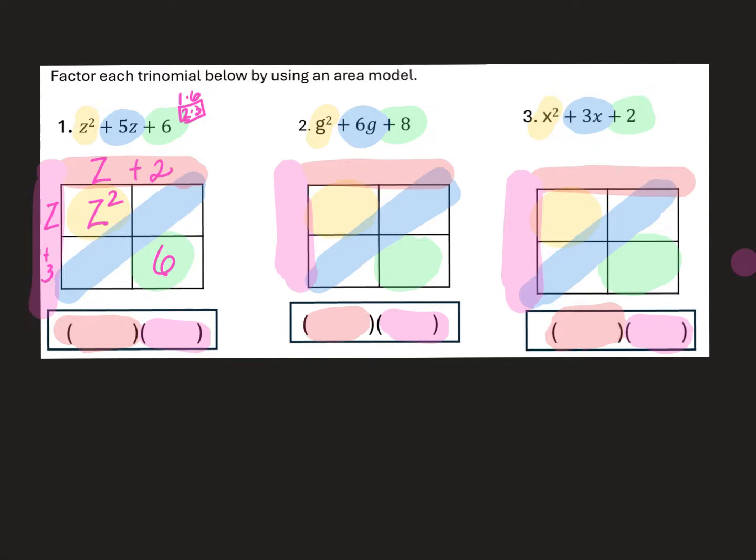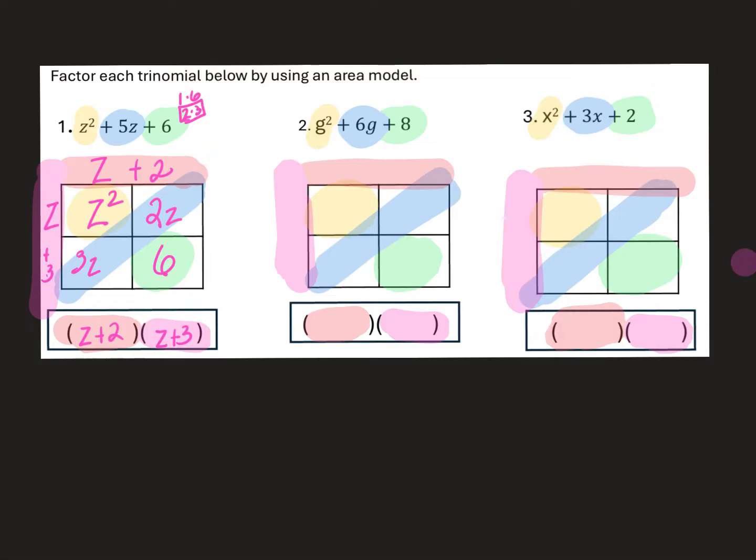Now I'm going to multiply. 2 times z is 2z. Z times 3 is 3z. When I add 3z and 2z, that blue diagonal, do I get 5z? Yes. So I know that my answer is z plus 2 in the first set of parentheses times z plus 3 in the second. And you may switch that order. You may put z plus 3 first. It does not matter because multiplication is commutative.